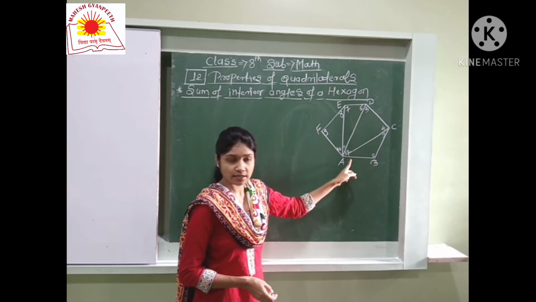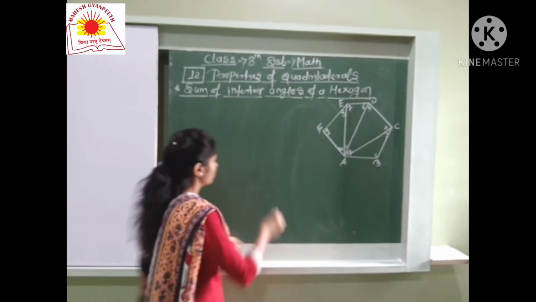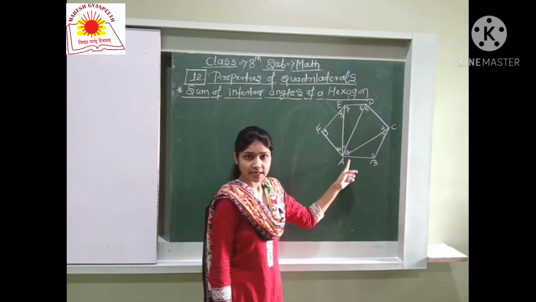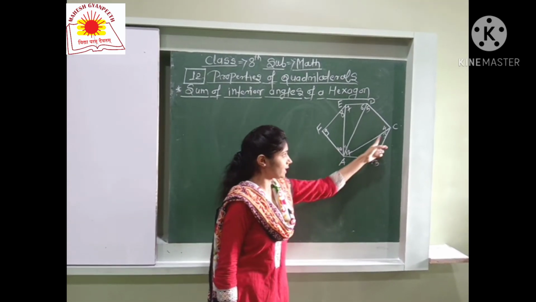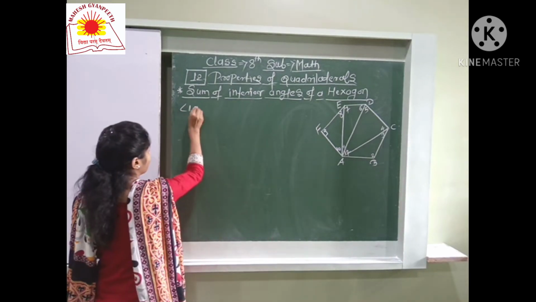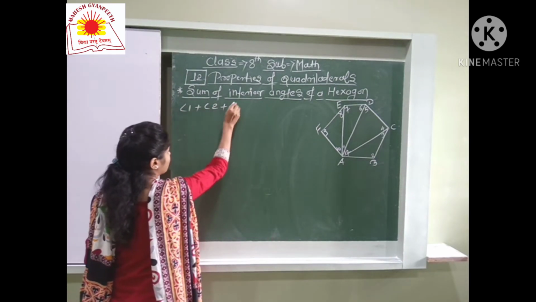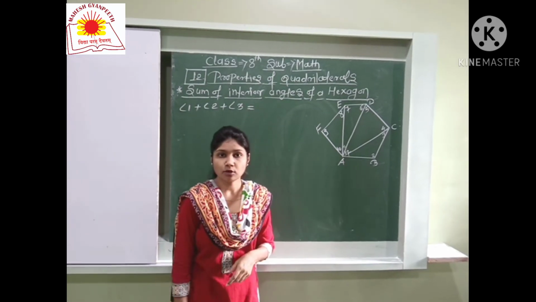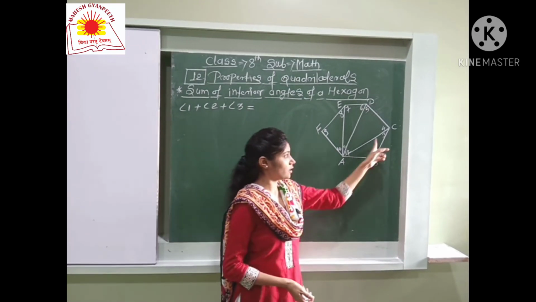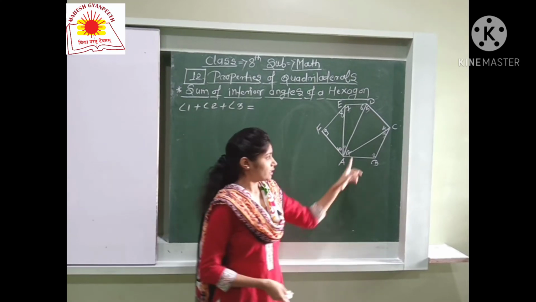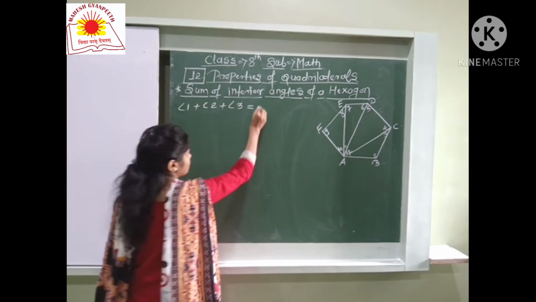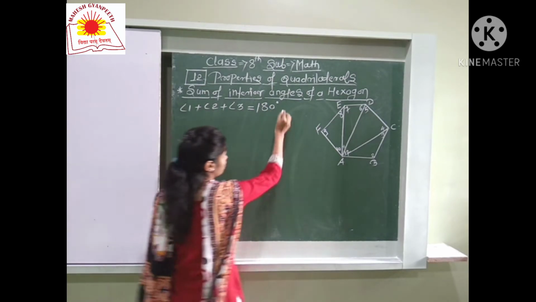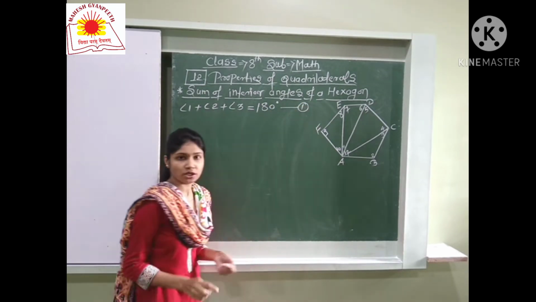First you have to consider the first triangle A, B, C. Which angles does it contain? Angle 1, angle 2, angle 3. So angle 1 plus angle 2 plus angle 3 is equal to... All of you know the sum of the interior angles of a triangle is 180 degrees. So angle 1 plus angle 2 plus angle 3 is equal to 180 degrees. Write this as equation 1.